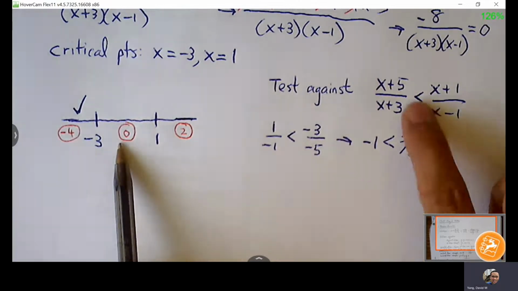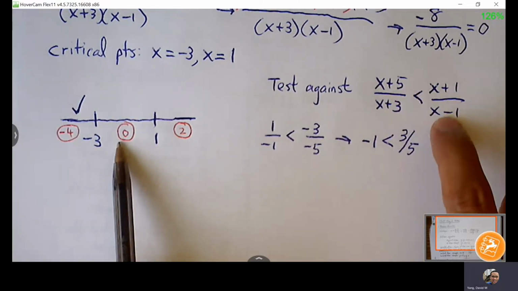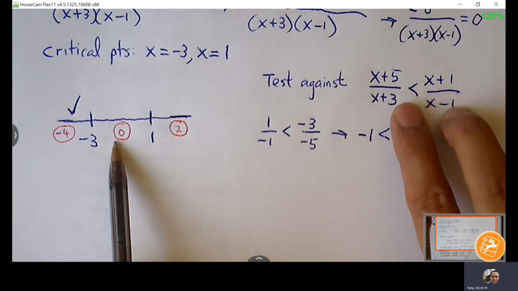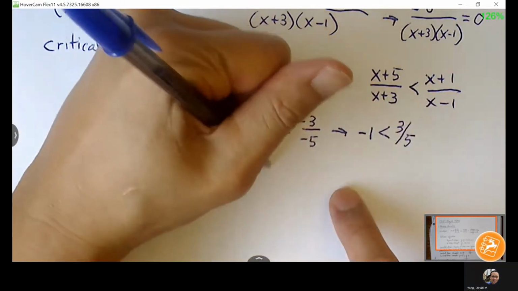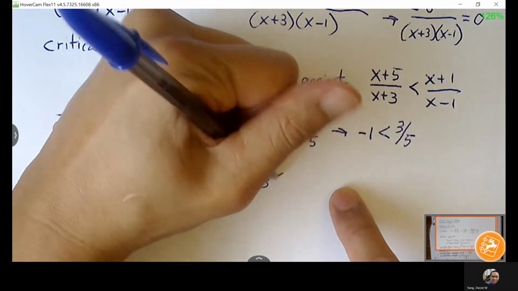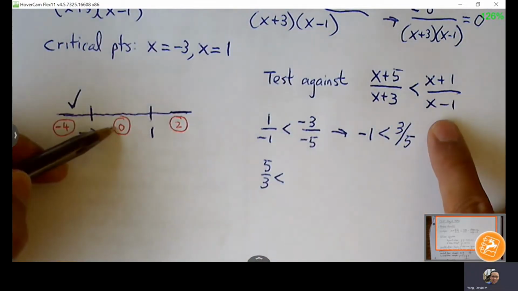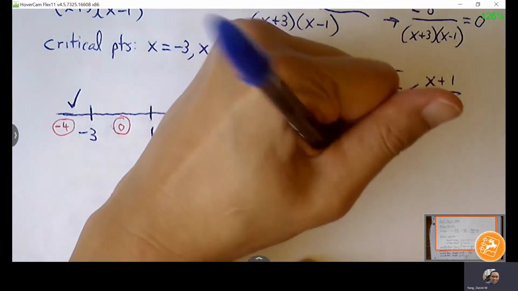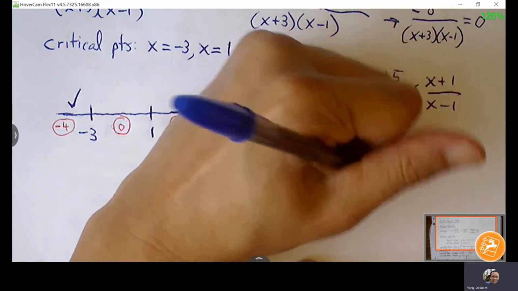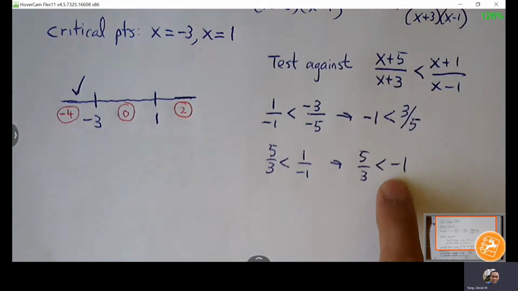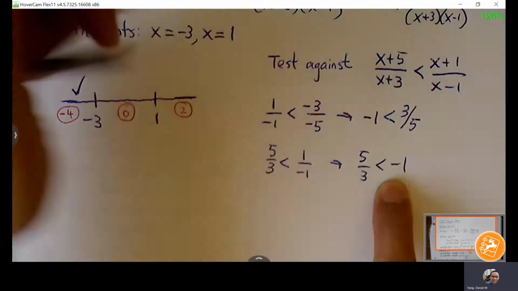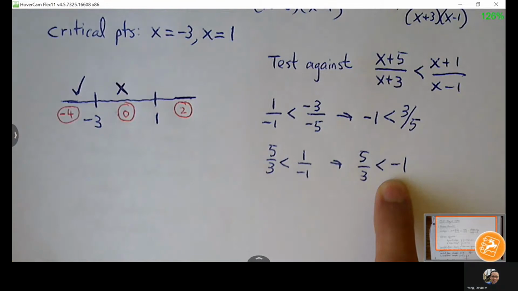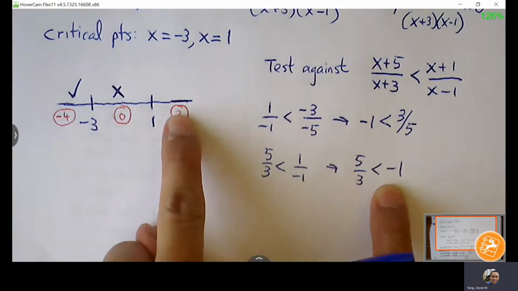Next up, I'll test 0. I'll replace all the x's with 0 and see if the resulting inequality is true or false. So 0 plus 1 over 0 minus 1, so 1 over -1. I have 5/3 is less than -1. That is not true, right? 5/3 is not less than -1. So I'll put an x here. We know that's not going to be part of our solution set.